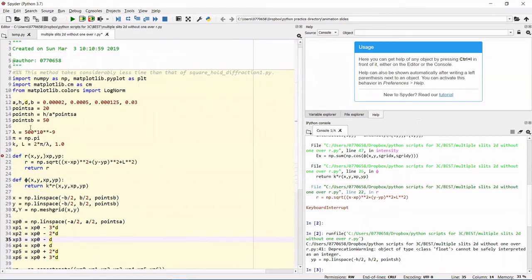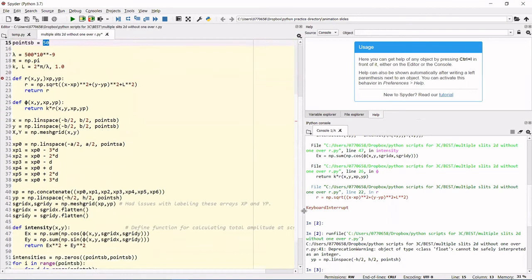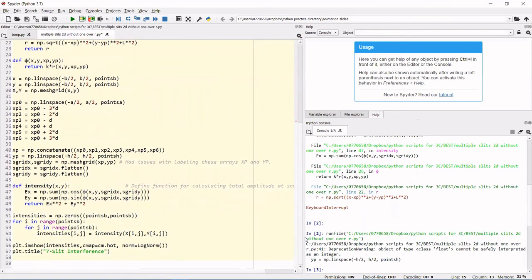So you can see how changing these numbers will drastically affect the total computation time for this script, because if I increase the number of points within each slit, then that's more calculations. If I increase the number of pixels on the screen, then that's more calculation. Increasing either of those numbers will make a big difference in the total computation time. Okay, so let's see how this actually works.